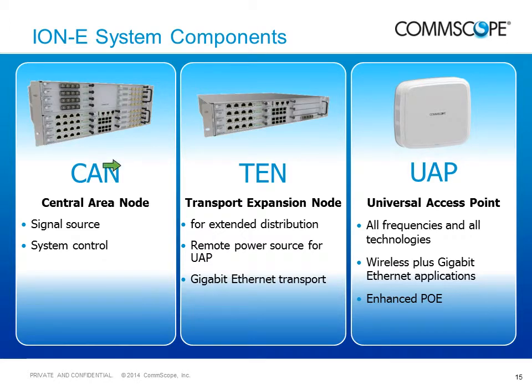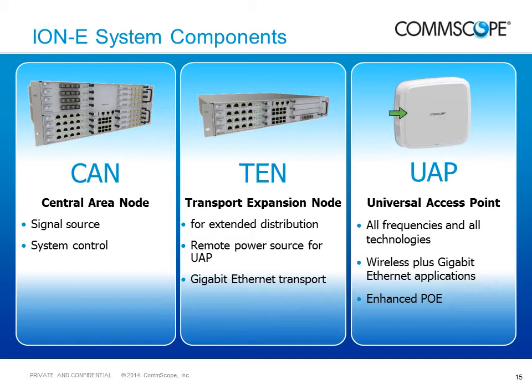Both these subracks provide power or remote powering for the UAPs. They are powered over the Cat6a cable and it is based on the Gigabit Ethernet transport standard. And the UAP, the Universal Access Point, is the remote unit we use with ION-E. We support all frequencies and all technologies. It is powered by PoE or Power over Ethernet. And then we have wireless Wi-Fi applications, Wi-Fi add-on. We can connect a Wi-Fi access point to the auxiliary port of a UAP. And I will show that again, how that is done.